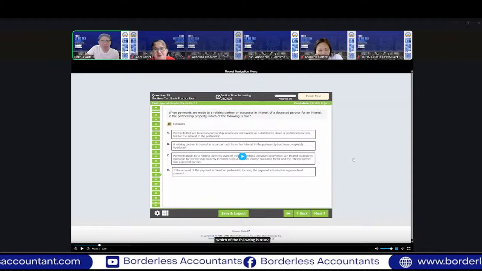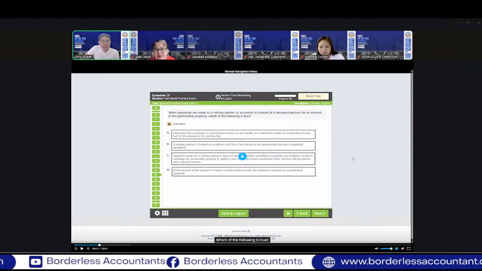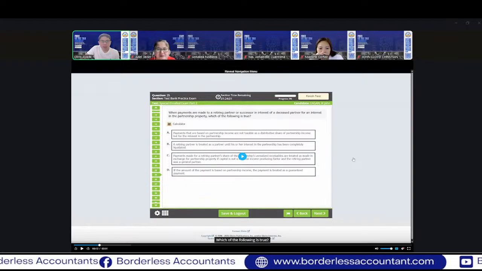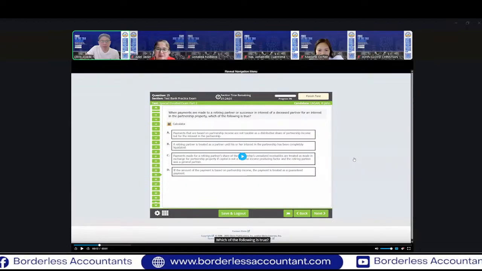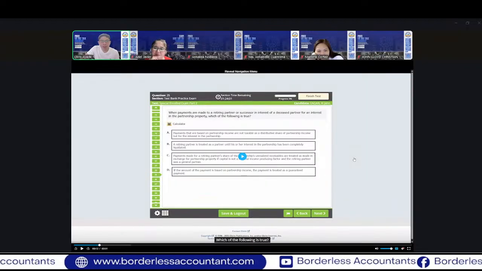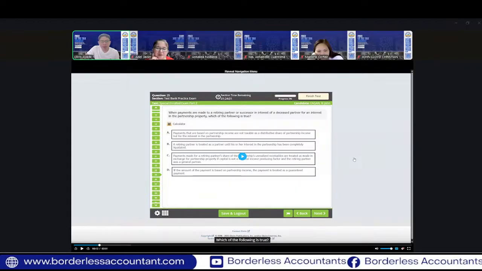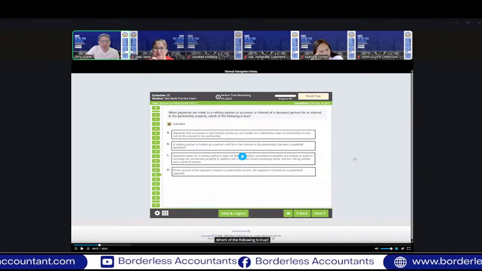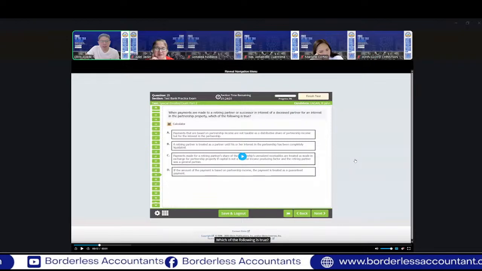So when payments are made to a retiring partner or a successor in interest of a deceased partner for an interest in the partnership property, which of the following is true? Is it A, payments that are based on partnership income are not taxable as a distributive share of partnership income, but for the interest in the partnership? B, a retiring partner is treated as a partner until his or her interest in the partnership has been completely liquidated.